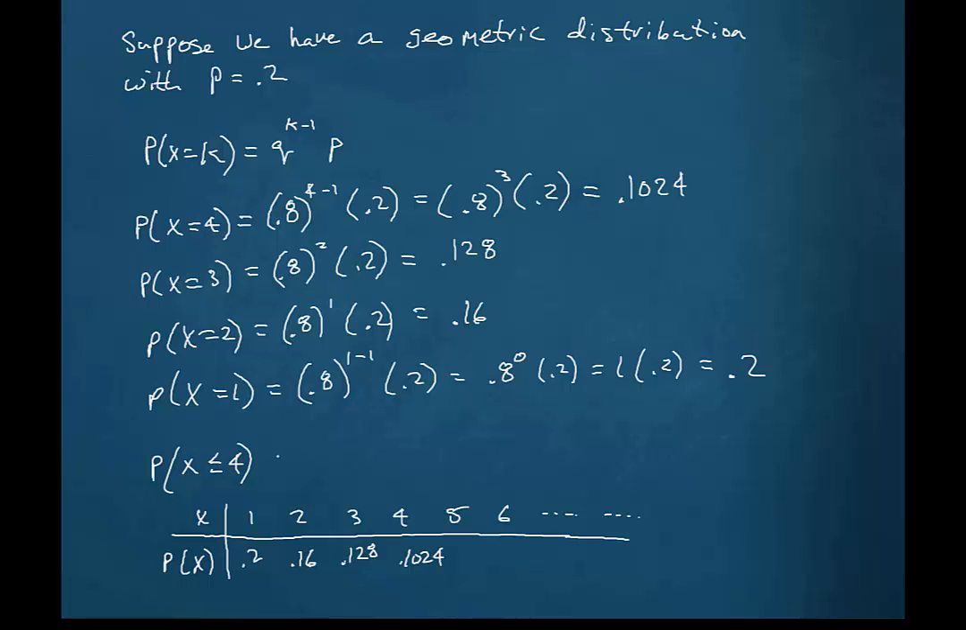But we're supposed to find the probability that X is less than or equal to 4. Again, that means 1 or 2 or 3 or 4, and these would be mutually exclusive events because they cannot occur at the same time. So all we'd have to do is add each of these probabilities without having to worry about subtracting any overlapping events. So we'd have 0.2 plus 0.16 plus 0.128 plus 0.1024, and that's going to give us 0.5904.